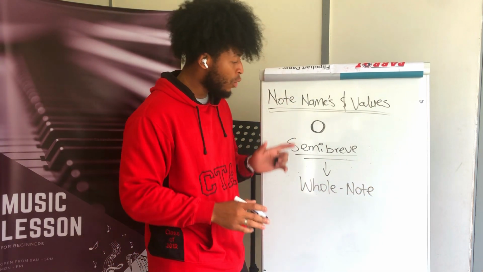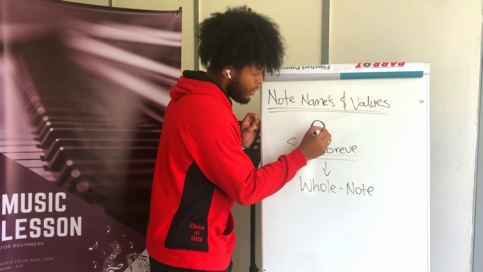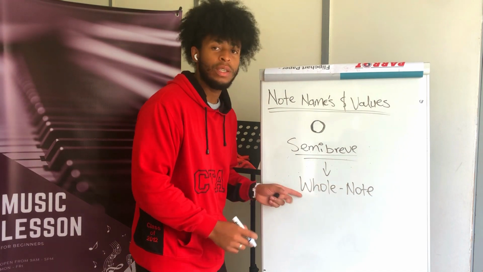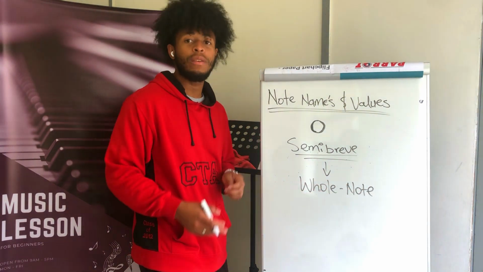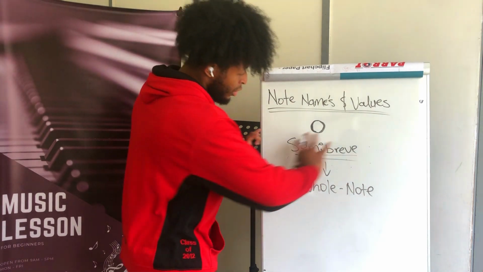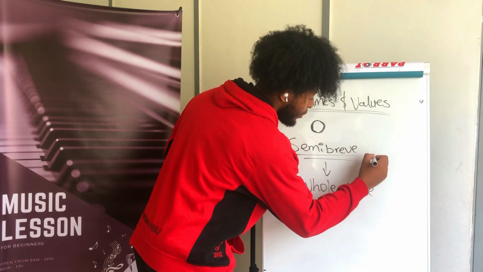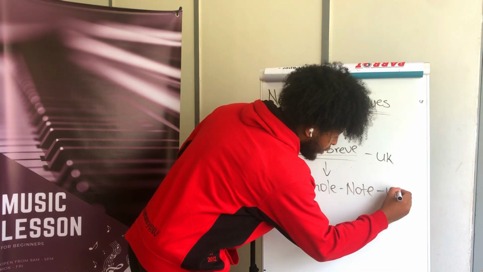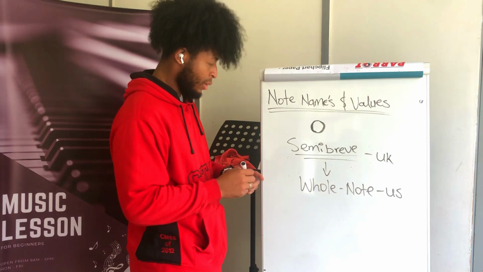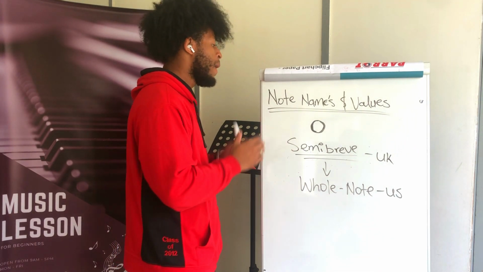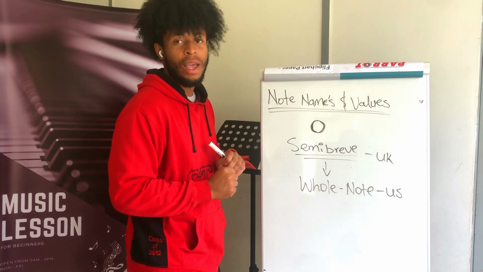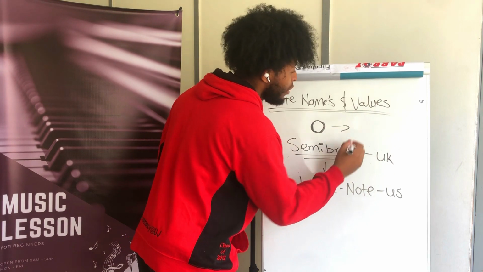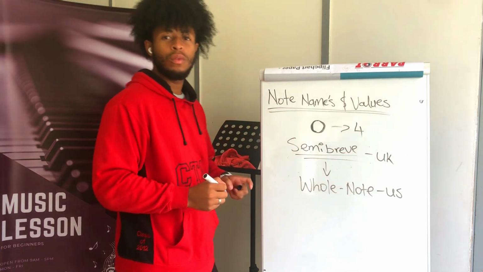In the UK, they call this a semi-brief, and in the US, they call this a whole note. So you can choose whichever term you want to use. I'll just put here UK for United Kingdom, US for United States. So this is the first one. Now, this semi-brief has 4 counts in it, so the value of this is 4.